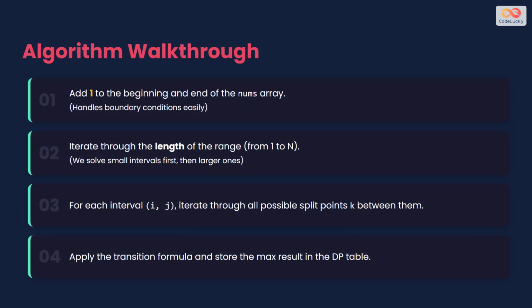To implement this, first, we pad the array with ones at both ends. Then, we iterate based on the length of the interval. Starting from length 1 up to n, for each interval, we check every possible split point k, calculate the score using our formula, and store the maximum in our table. This ensures we solve smaller subproblems before larger ones.